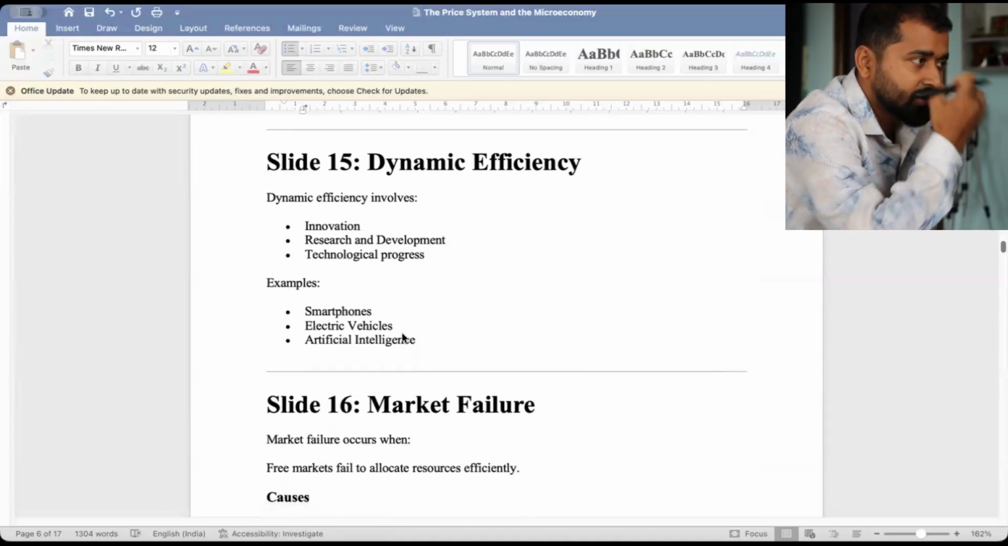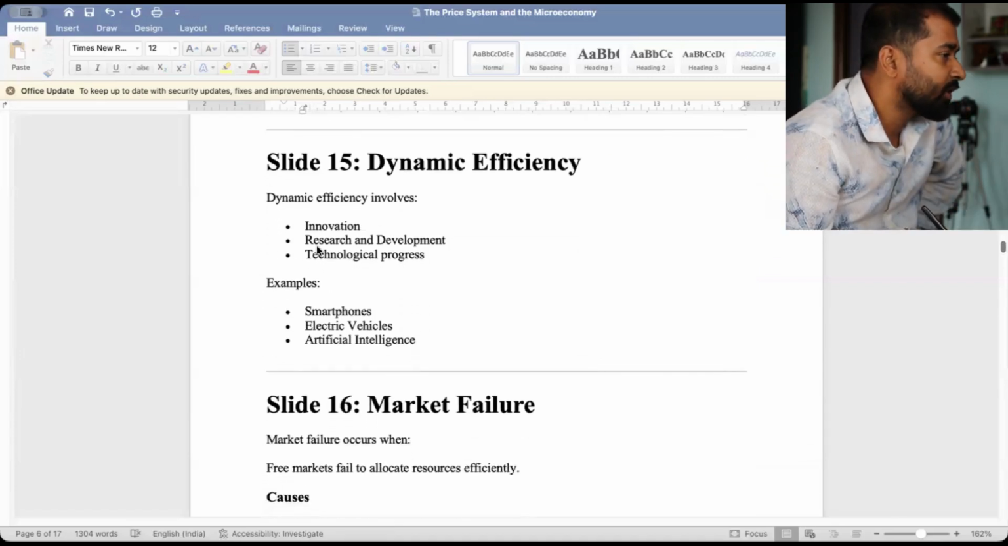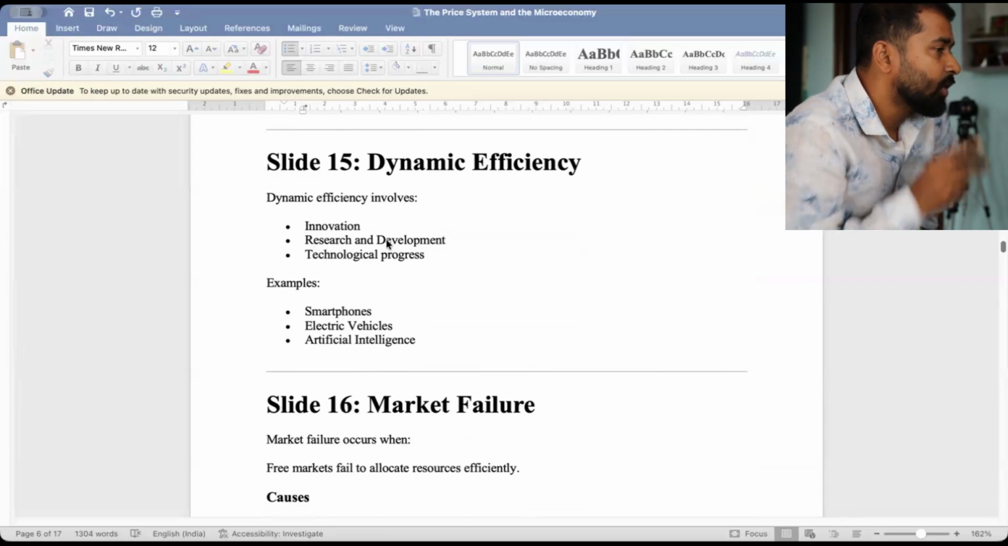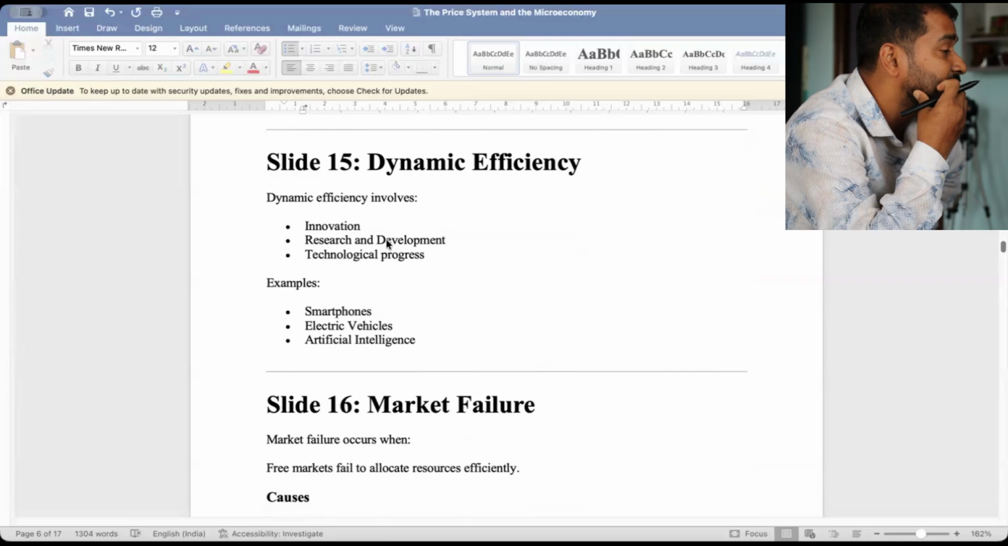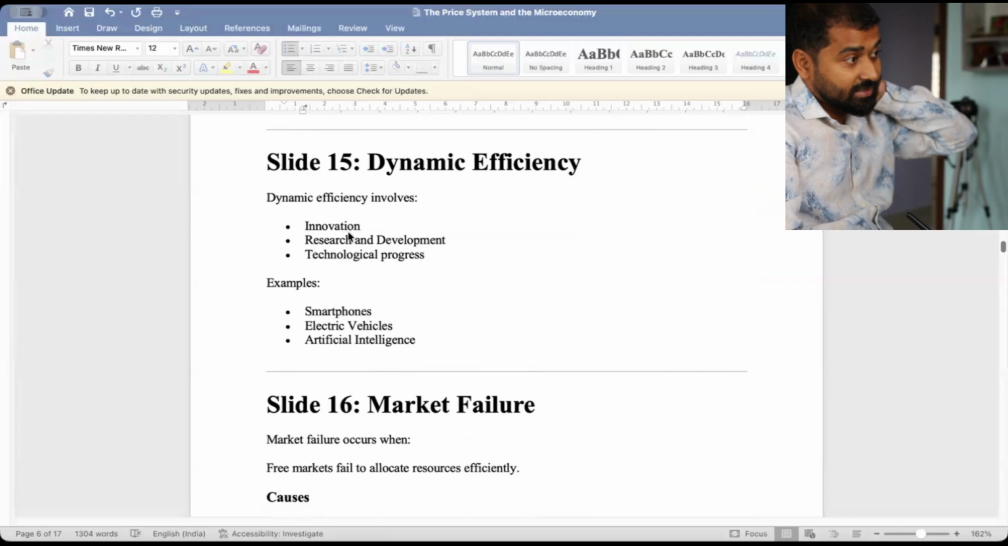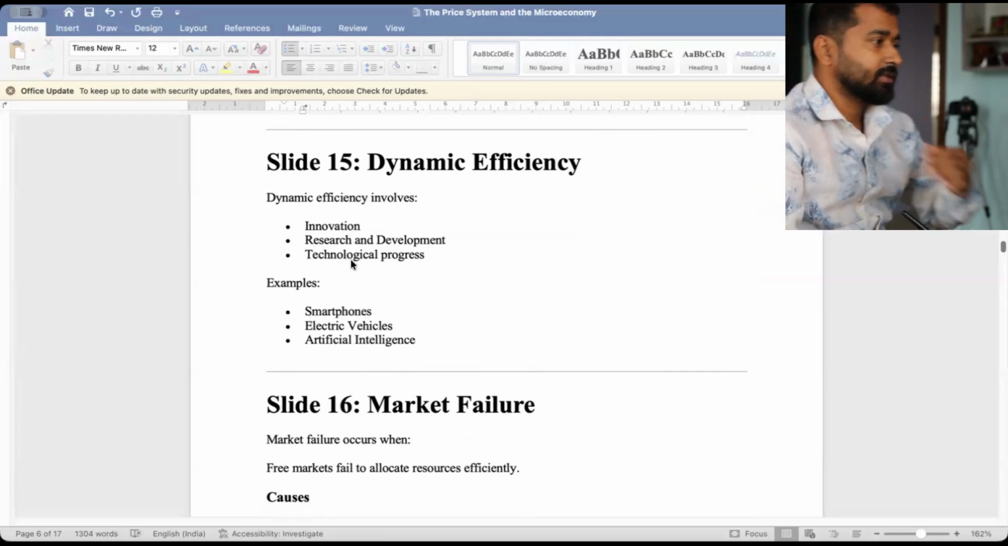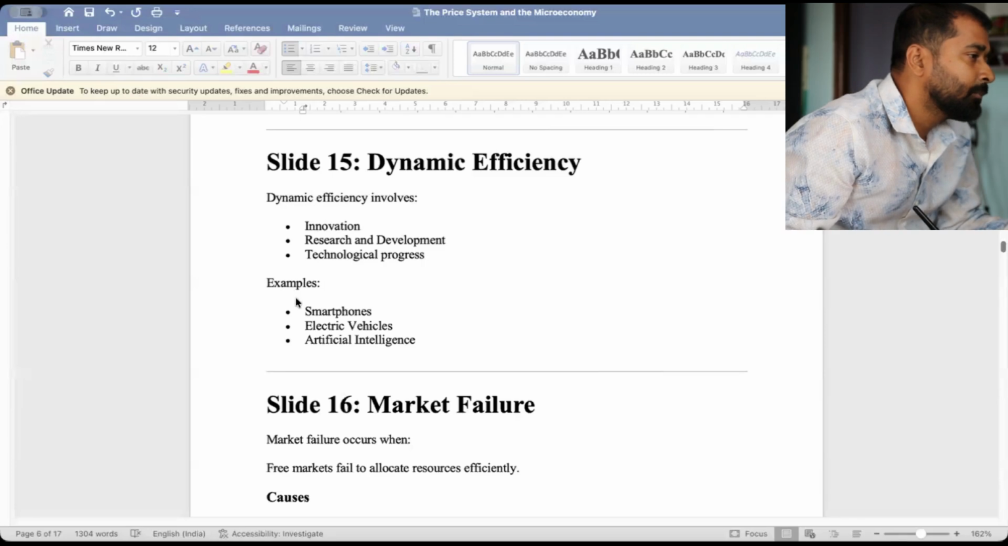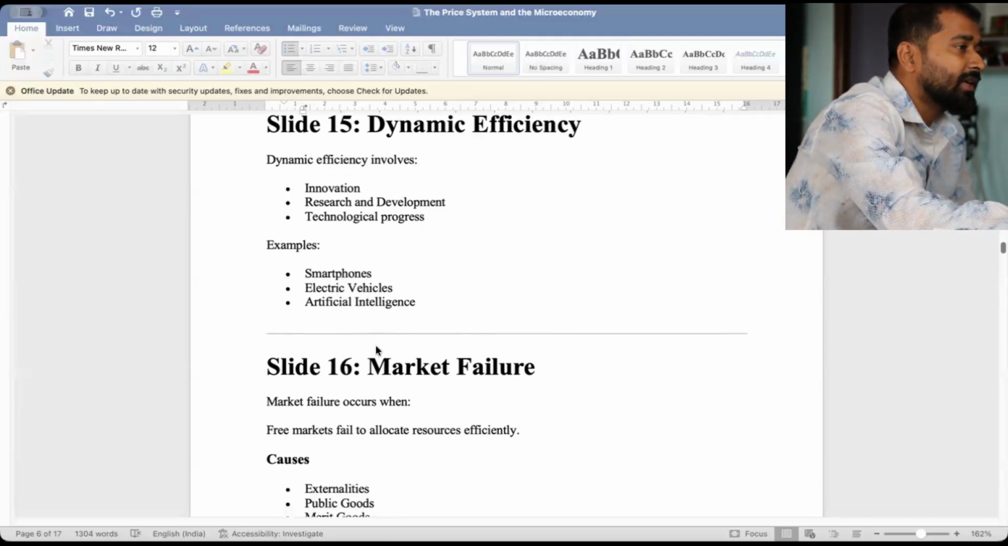Next is dynamic efficiency, which involves innovation, research and development, and technological progress. Remember these three: innovation, research and development, technological progress. Dynamic efficiency arises in the economy due to upgrades in these things. For example, before it was button phones and now innovation has brought smartphones. Now EVs have started, before it was petroleum. Artificial intelligence also came up. So this is dynamic efficiency.